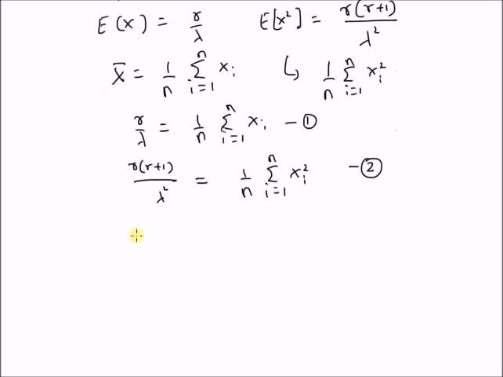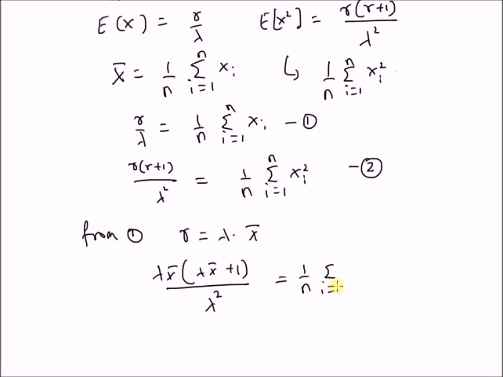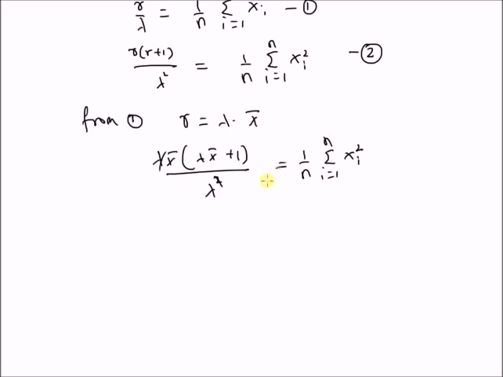This is equation 2. From equation 1, we can rewrite r equals lambda times x bar. Now inserting this value of r in equation 2, we have lambda times x bar, into lambda times x bar plus 1, divided by lambda squared, is equal to 1 by n summation i equals 1 to n xi squared. So this implies that lambda times x bar squared plus x bar is equal to lambda times 1 by n summation i equals 1 to n xi squared.